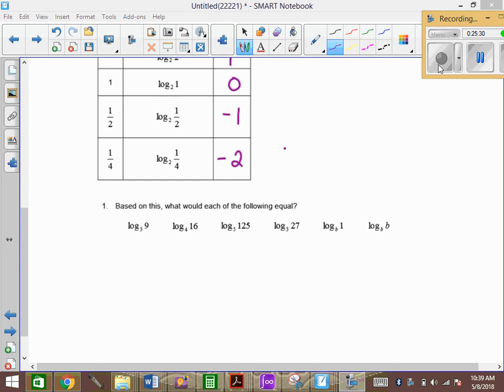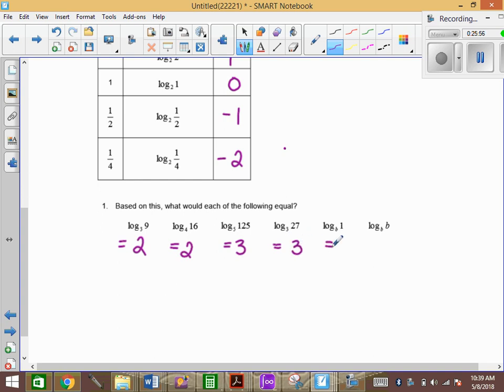So for log base 3 of 9, 3 to the what is 9? 2. So these ones you could get away with punching into your calculator and getting an answer, right? But we need to know how to do all these things so that when they give us variables instead of numbers, we can actually figure them out. So 4 to the what is 16? 2. 5 to the what is 125? 3 to the what is 27? B to the what is 1? Not anything. 0. B to the what is B? 1.